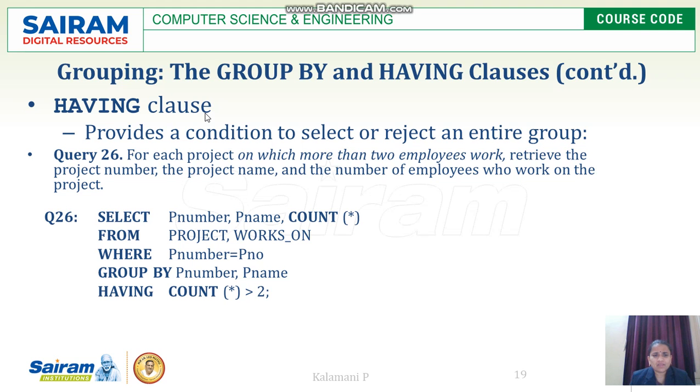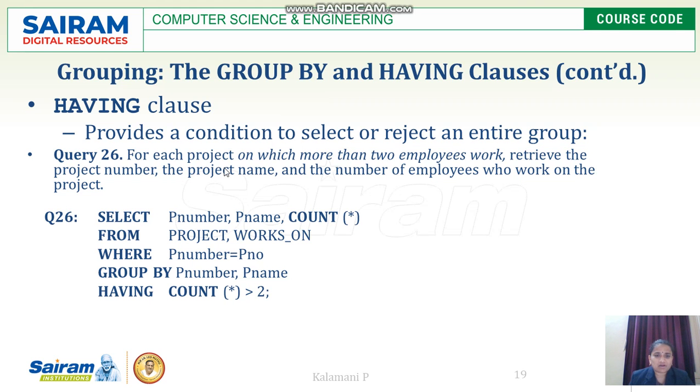Next is the HAVING clause. It provides a condition to select or reject an entire group. Suppose, for example, I want to retrieve the average marks of students, those who are CSE students and have a CGPA greater than 10. Here we want to apply the condition on the group. For each department, I want to count the students department-wise. So to apply a condition on a group, we can go for the HAVING clause.